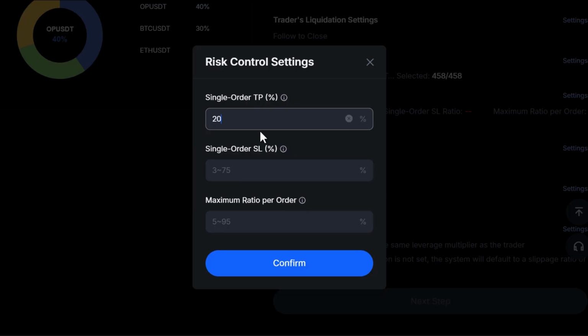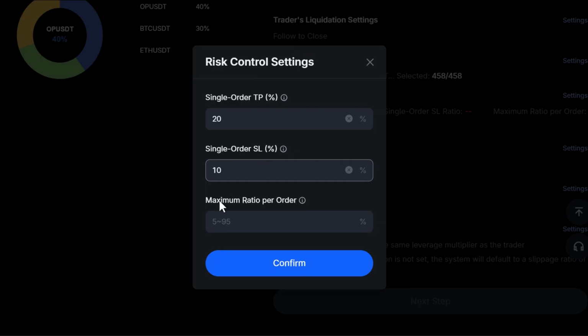For example, if you set a 20% take profit and your trade goes up 20%, it will automatically close and lock in your gains. Single order stop loss ratio does the opposite, and this automatically closes your position if it loses a certain percentage. For example, if you set a 10% stop loss and your trade drops 10%, it will automatically close to protect your capital. I highly recommend setting this.